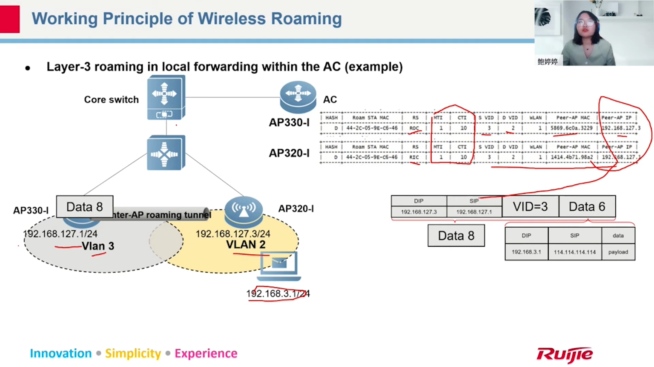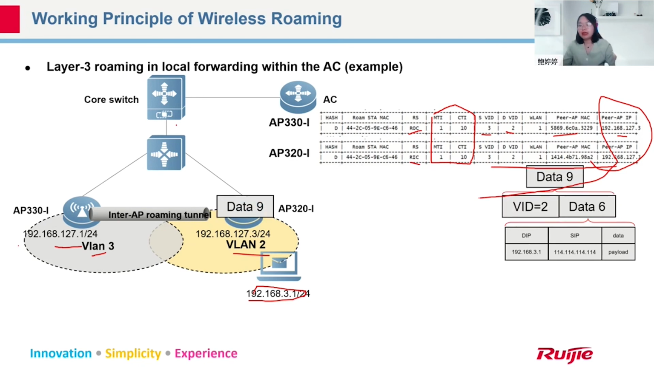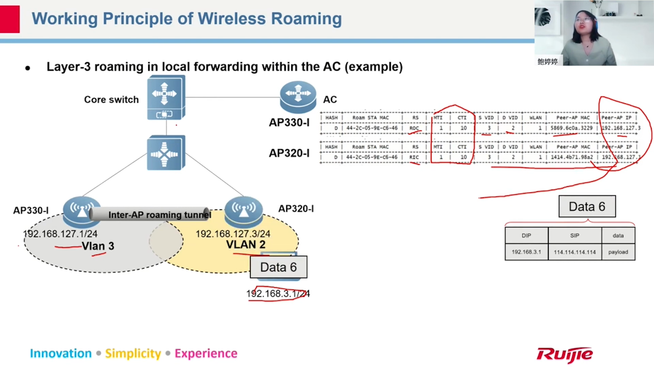And this is the tunnel information of the roaming. And this tunnel will help us to forward the traffic to the right AP. And when the right AP receives it, I will delete the source and the destination. And then I will change the VLAN from 3 to 2. And finally, send the message to the station. So this is the whole process of how forwarding works in the local forwarding mode.